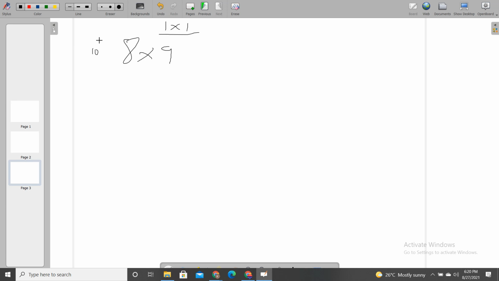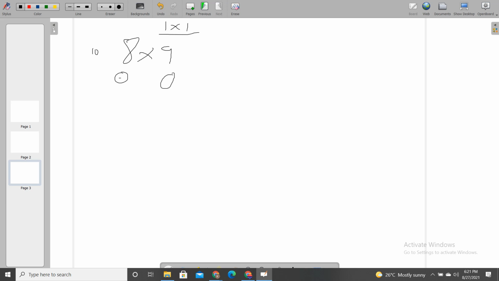Now, I want a number that can help me get the same number as I have here. So you can see that 8 is less than 10 by a whole 2, okay? So it means that now I'll write my circle here. Inside this box, I'm going to write what is less than 10, which is 2.